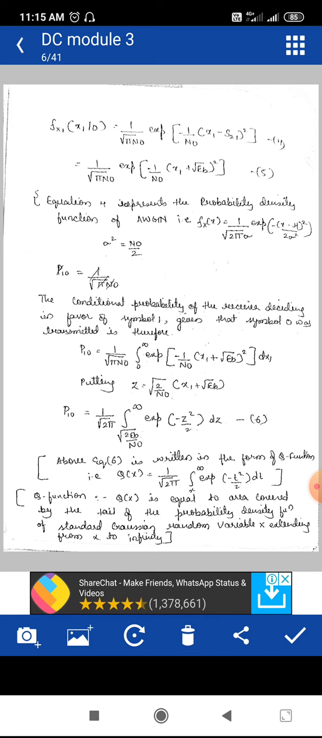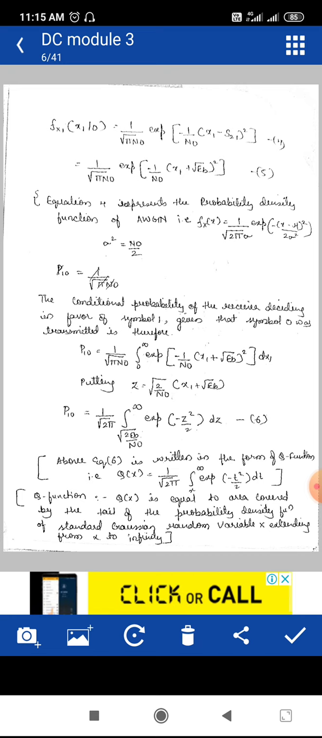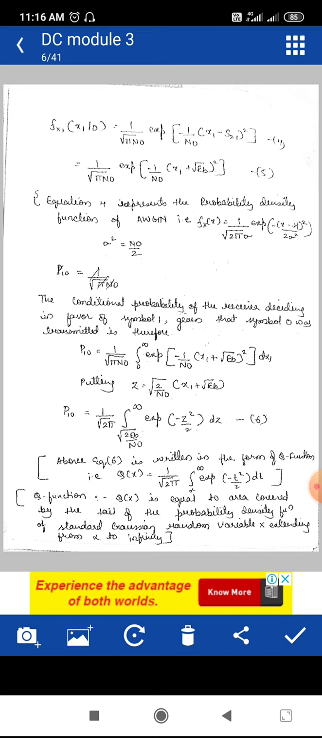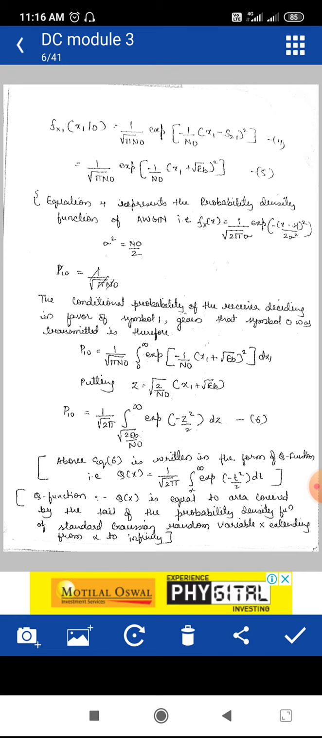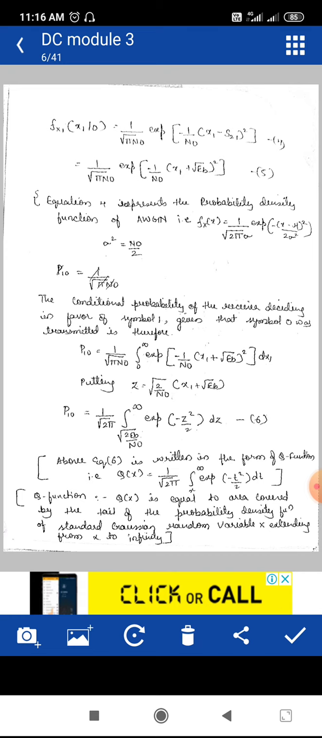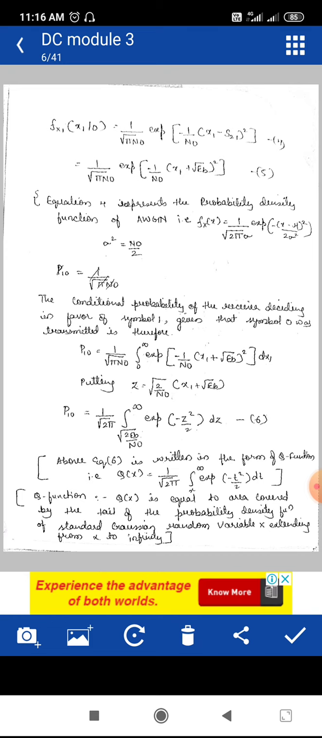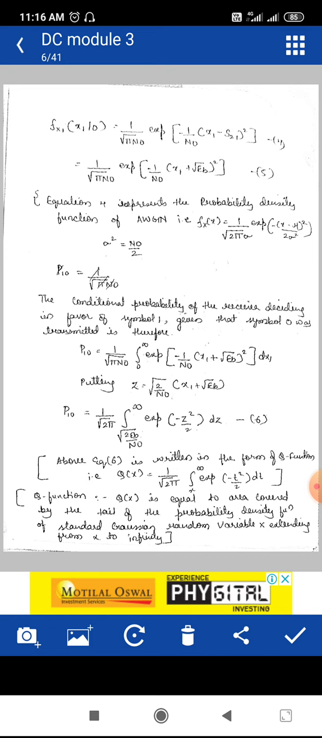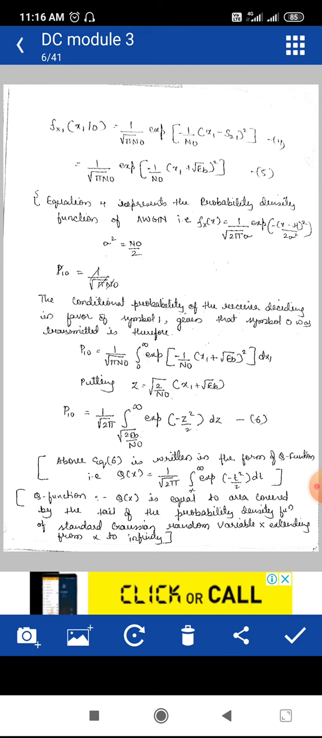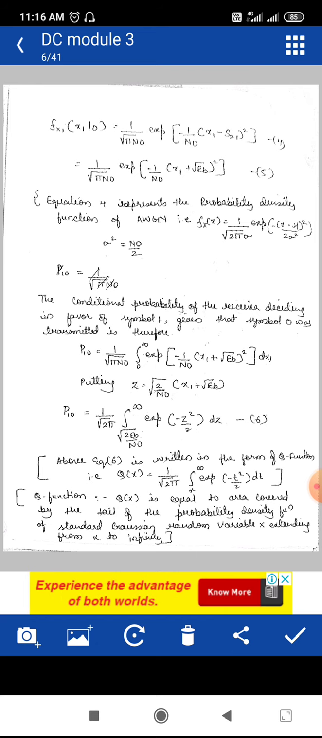So when we take this, we know the variance. The variance of the noise, sigma square, is N0 by 2, and the mean we have already seen: the mean of the correlator output is simply Sij, the coefficient. So here S21 is the coefficient, and S21 belongs to symbol 0. What is S21? S21 is simply minus root EB. Therefore, when you substitute this in equation number 4, we get equation number 5.